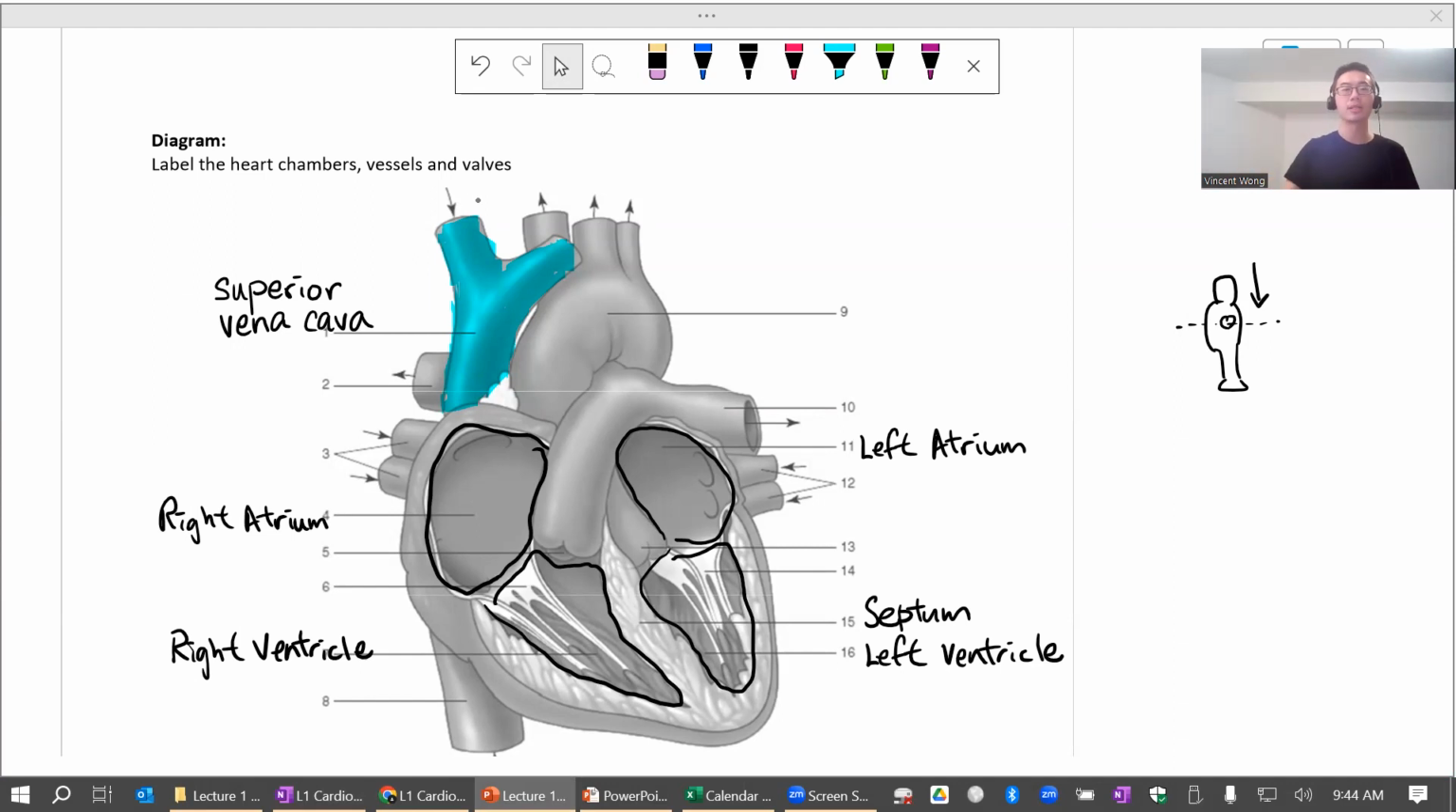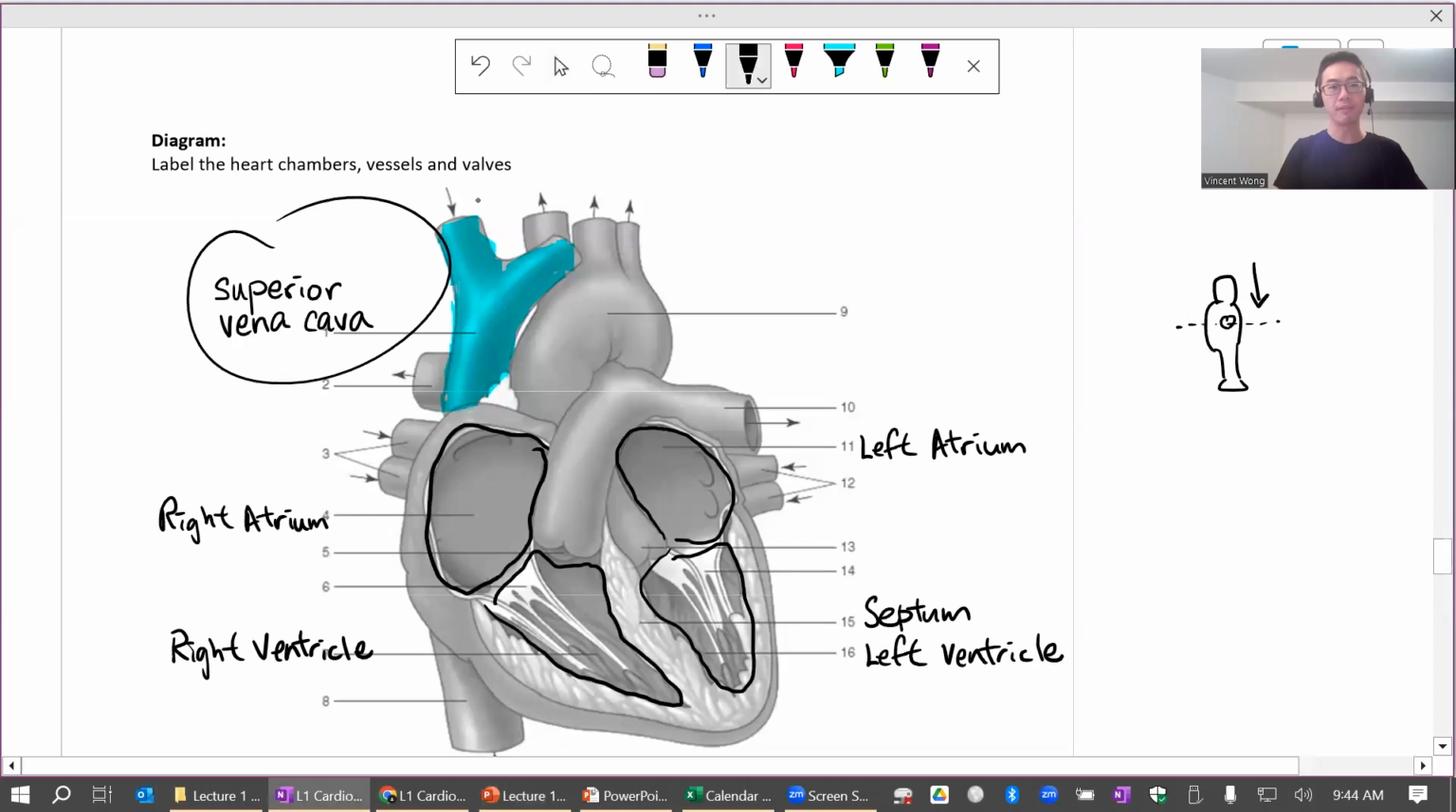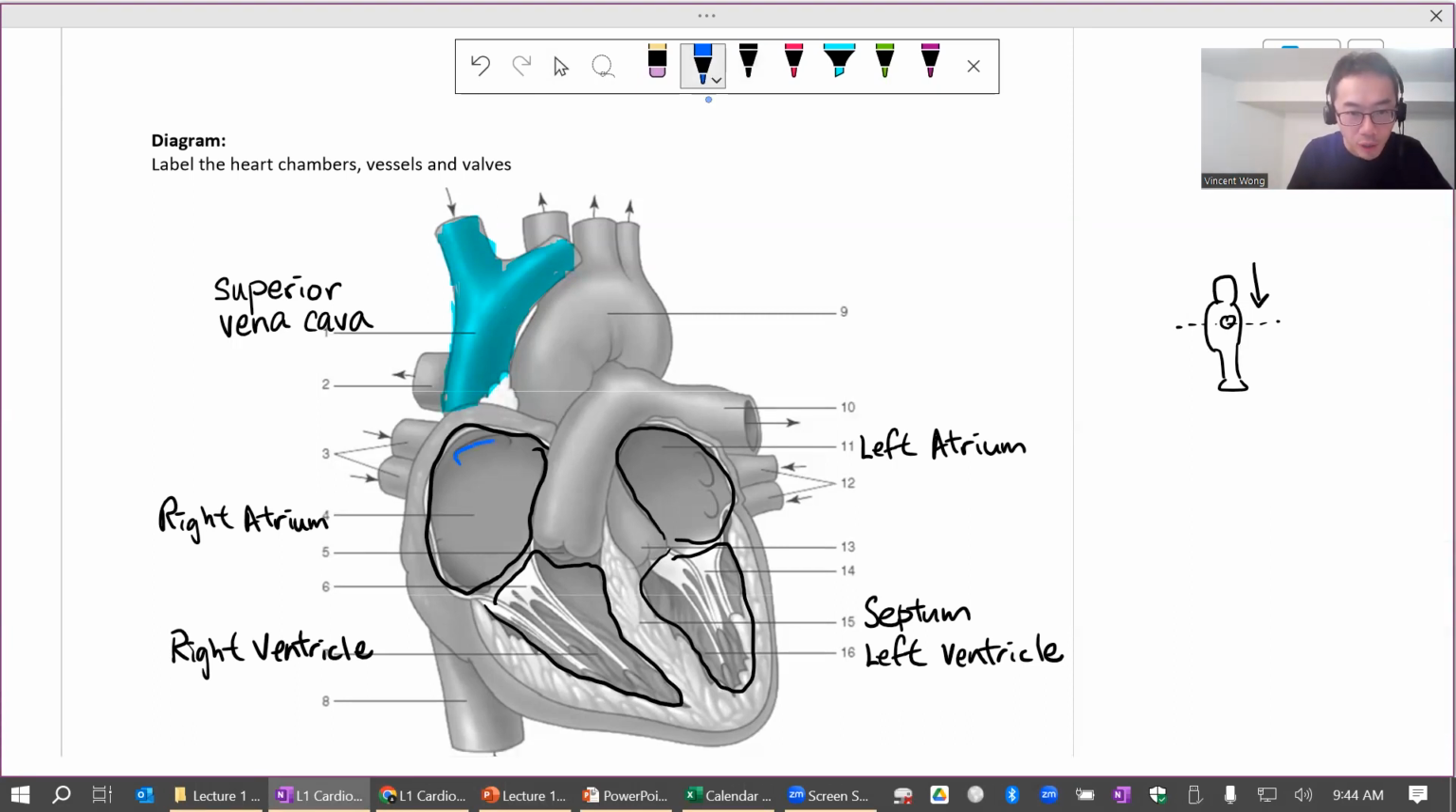But just to explain to you, the superior vena cava collects blood from the top part of the body. Remember, we were saying the jugular vein is collecting blood from the head. Well, the jugular vein will connect with the superior vena cava, and then the blood is going to go back to the heart. You can see this is the opening of the superior vena cava. So when the blood comes in, it's going to drain into the right atrium.